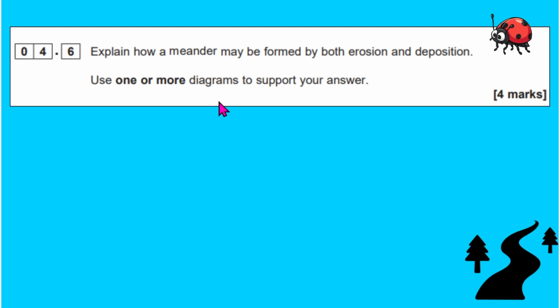So bug, box the command word, explain. You underline the keywords: meander, formed, erosion, deposition, and then glance at the marks, 4 marks. Use one or more diagrams to support the answer, so that suggests we do need a diagram. But in many of the other courses, we don't need a diagram.